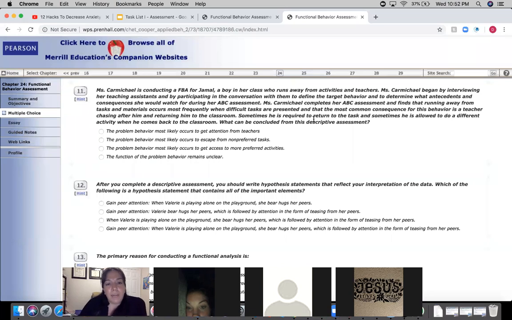A, the problem behavior most likely occurs to get attention from teachers. B, the problem behavior occurs most likely to escape from non-preferred tasks. C, the problem behavior occurs most likely to get access to more preferred activities. Or D, the function of the behavior remains unclear. B. All right, I'm going to agree with B, escape.